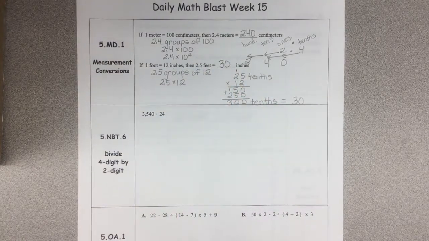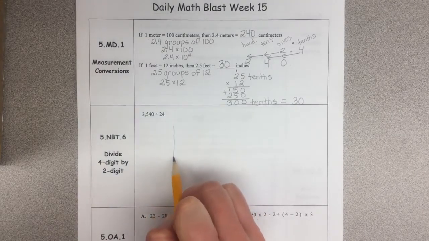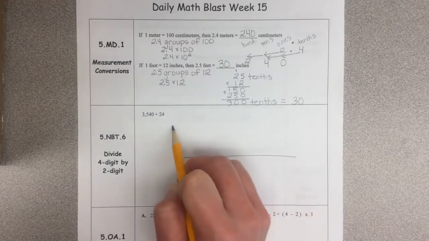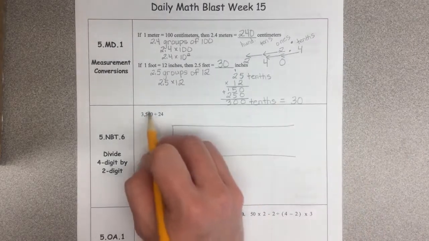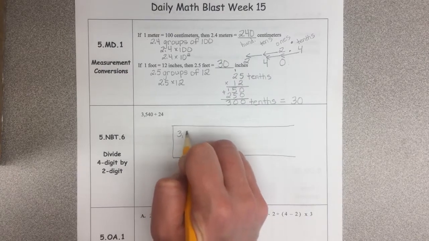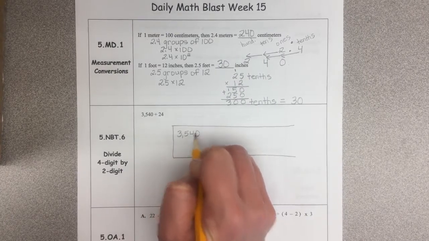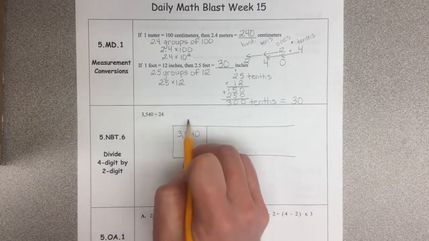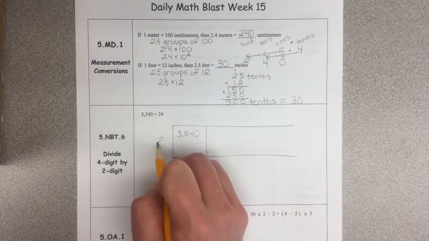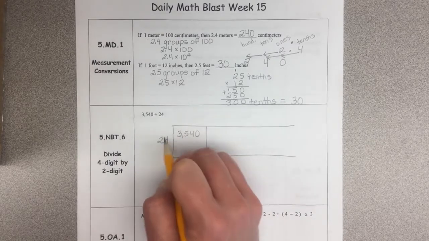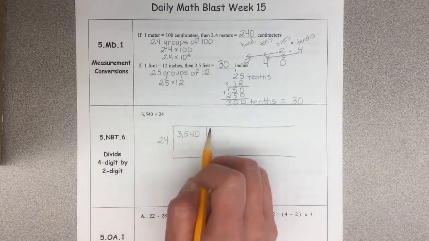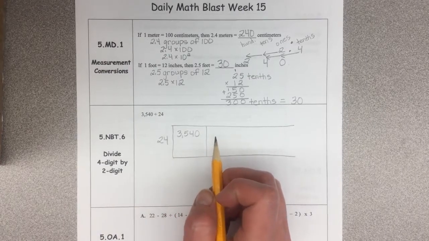Divide 4-digit by 2-digit. 3,540 divided by 24. Here I'm going to model the problem using the box method for division. So I'm going to start with my box that has the first number, my target number here, as 3,540. And I'm asking myself how many groups of 24, I'm dividing by 24 here. So how many groups of 24 can I pull out of 3,540 without going over?